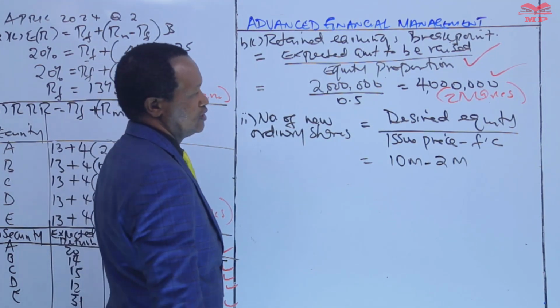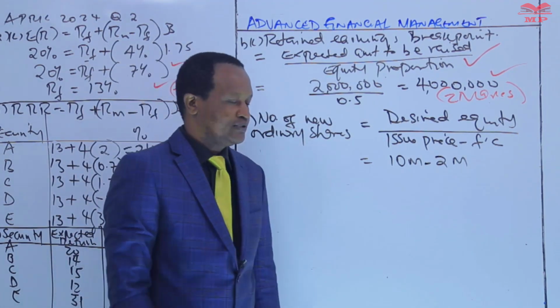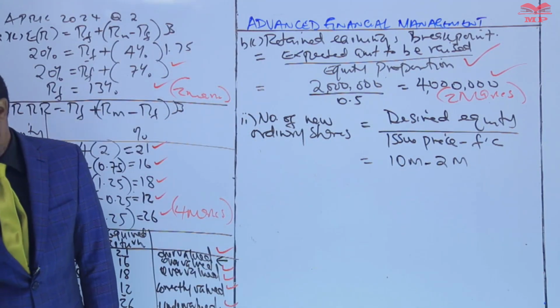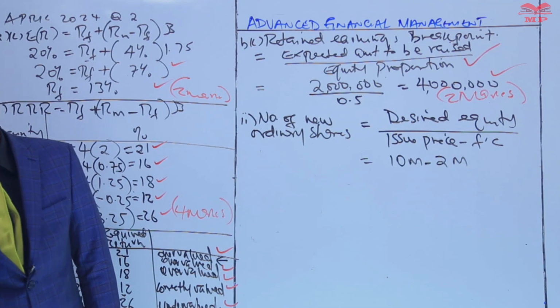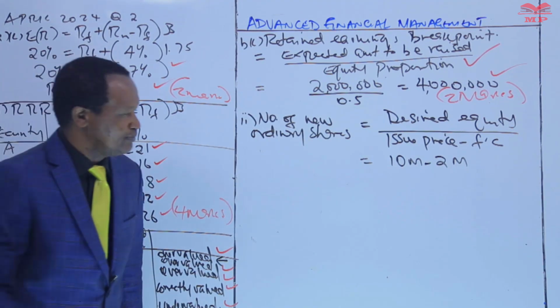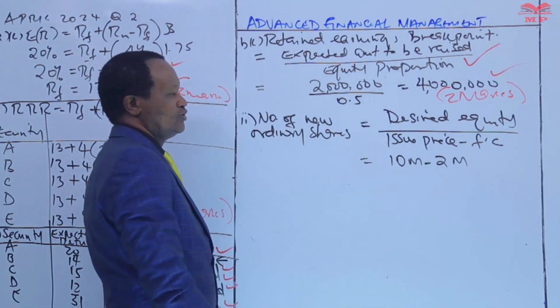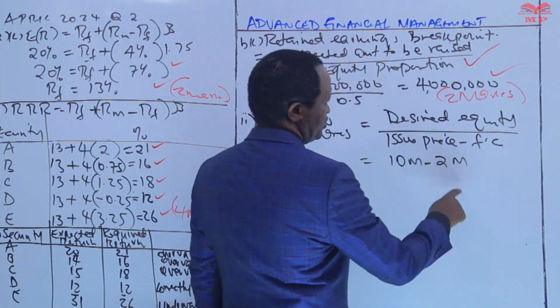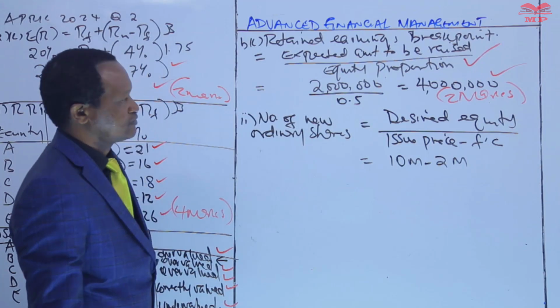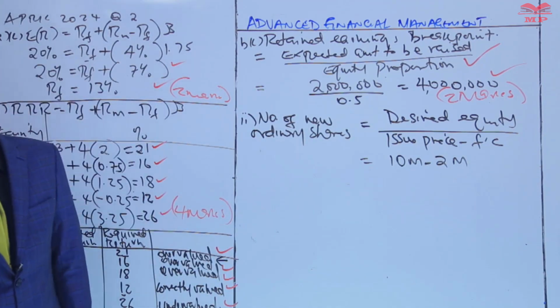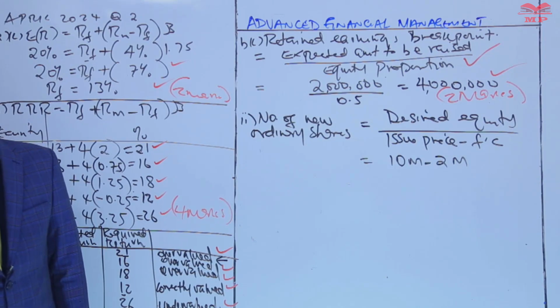So ask me why. Is it the 2 million? No, it is not the 2 million. It is 10 million, not divide by, but minus 2 million, equity. Why? Rogers, correct. 2 million is from internal source. 2 million is the retained earnings, which is part of equity.